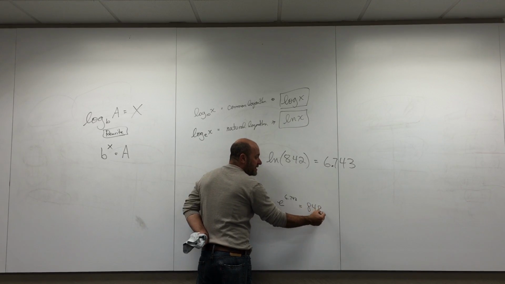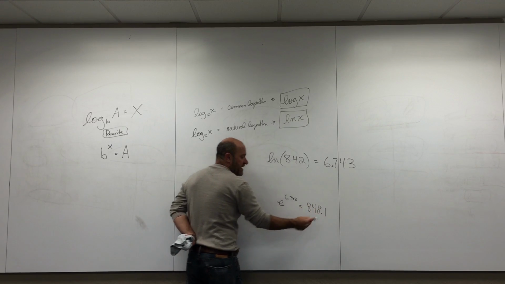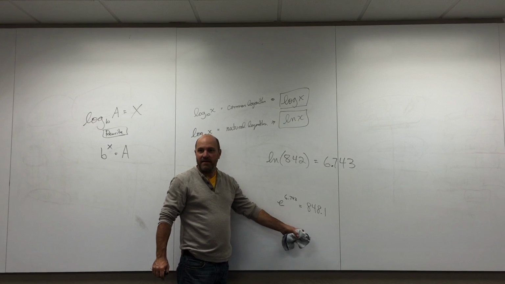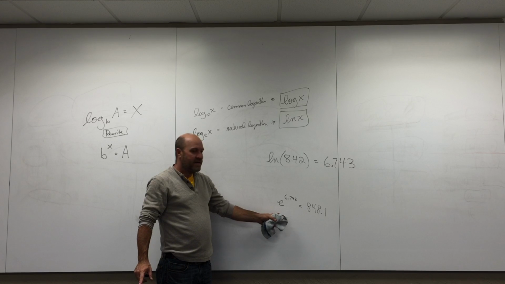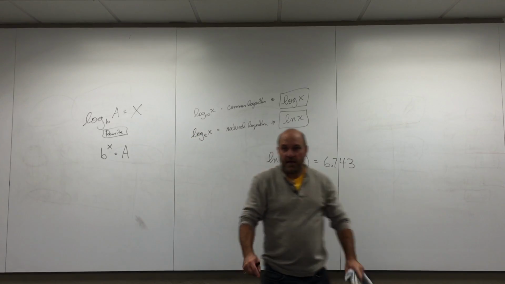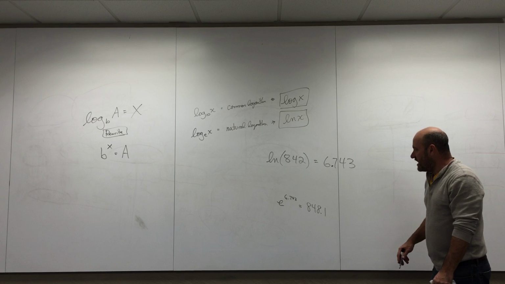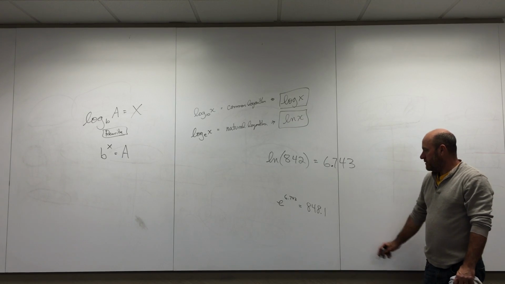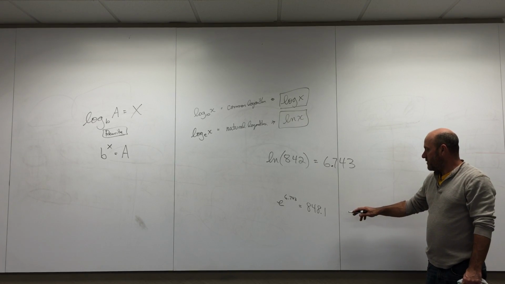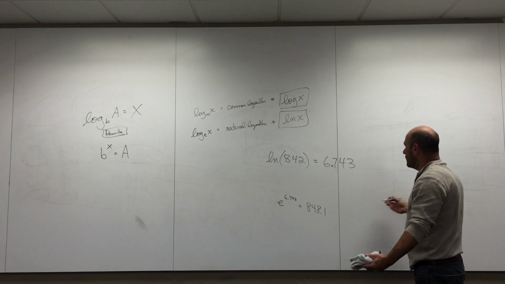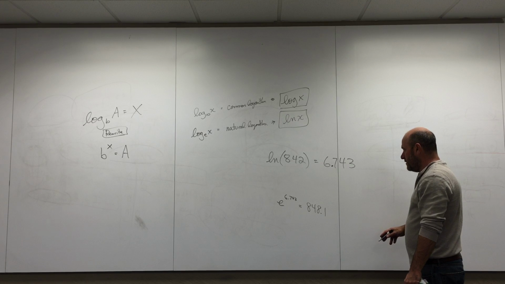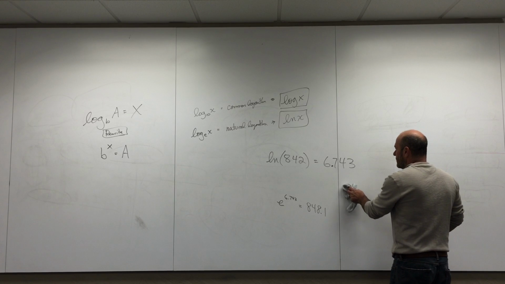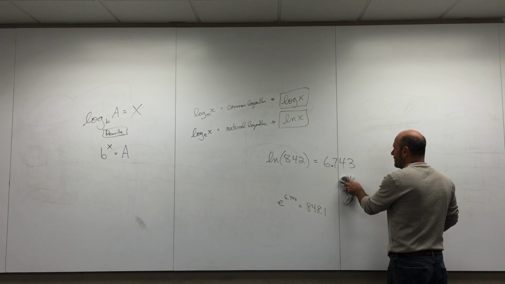848.1. Holy, really? It's that far off? It's 848.1? Is he right? All right, that's interesting. Can you tell me why it's off? I mean, how come this isn't perfect? I think the L in 842 is wrong. I think it's supposed to be 6.735. Oh, yes, it is supposed to be 6.735.